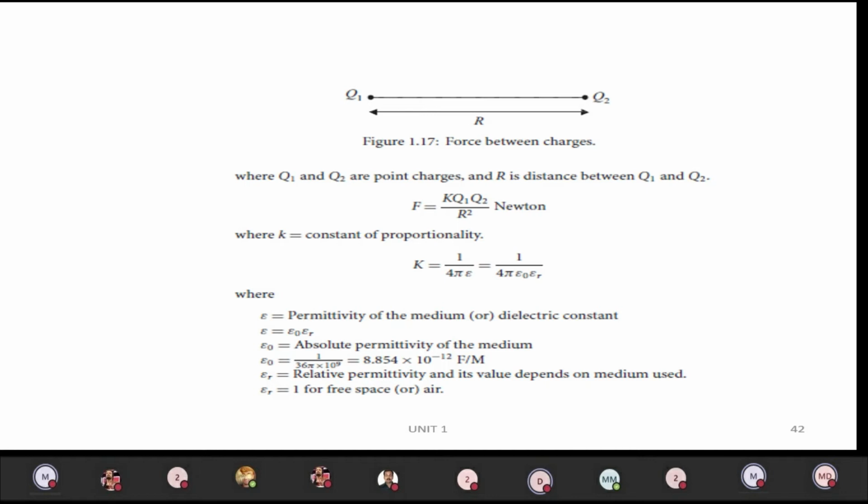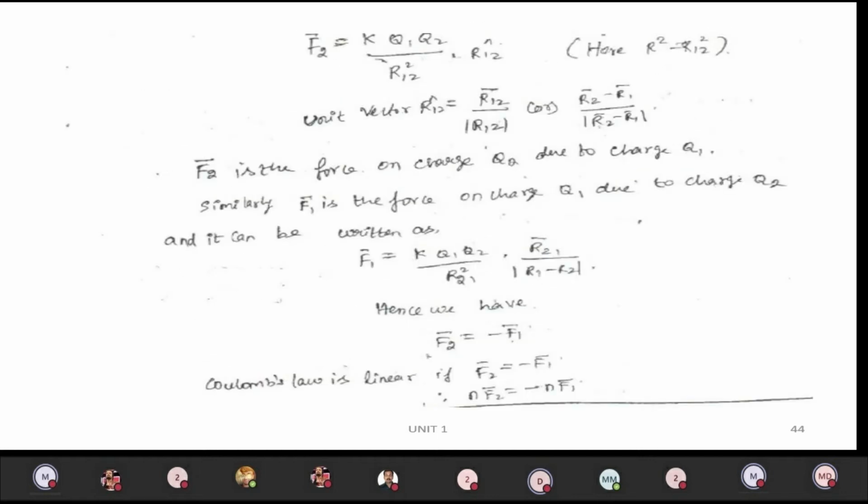If I want to represent it in vector form: so far what we have seen is the normal form, F equal to K into Q1 Q2 divided by R square, where R is the distance given directly. But if the positions are given as points, I have to find the force in vector form. For that, the formula will be F equal to K Q1 Q2 divided by R21 square.